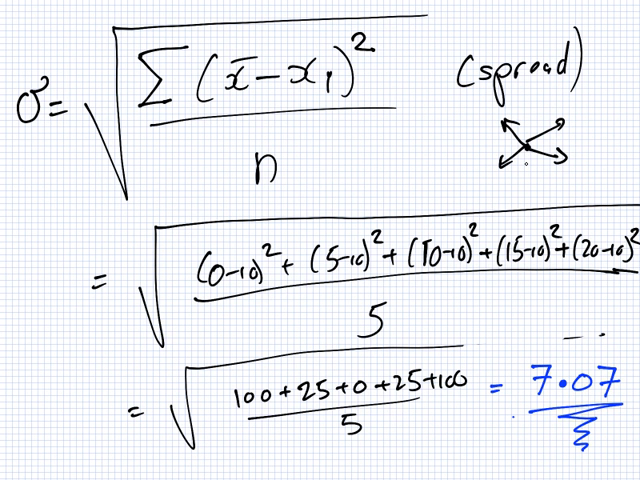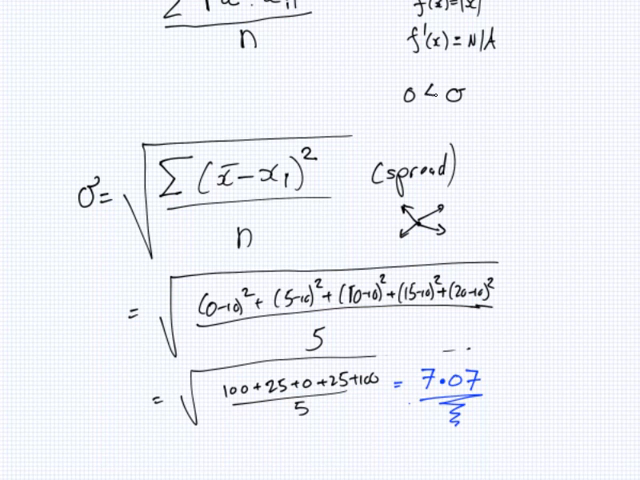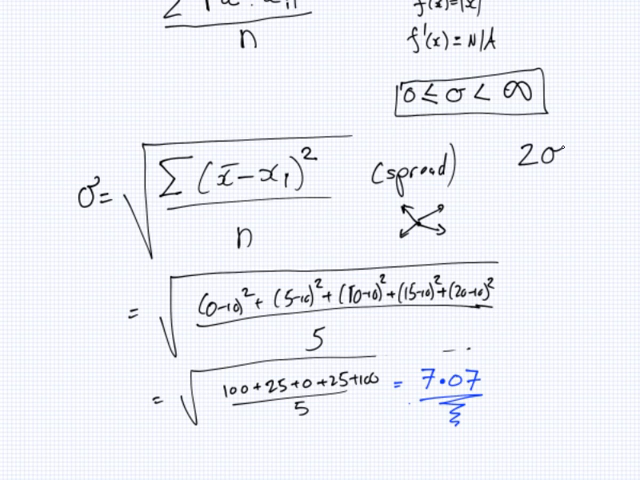This, of course, can never be negative because of the square root. So it's a number from 0 to infinity. Could it be 0? Yes. Could it be infinity? Not really. It's a measure of spread. And remember, roughly 2 of these is the width left and right of the data.